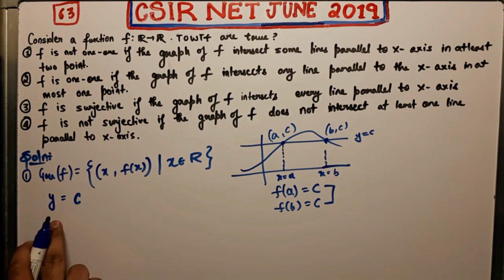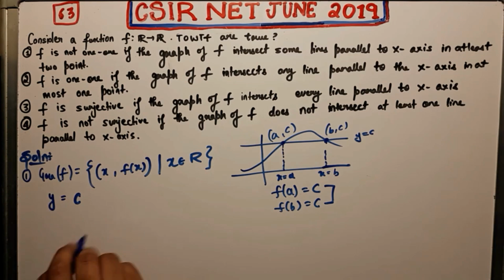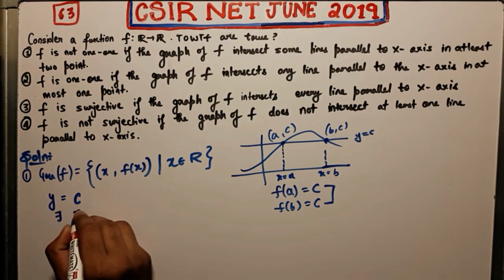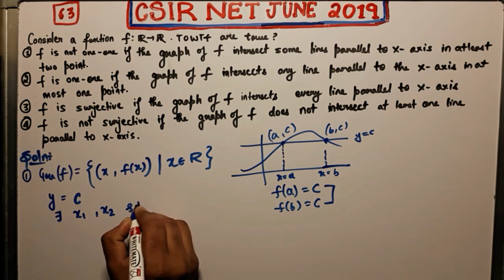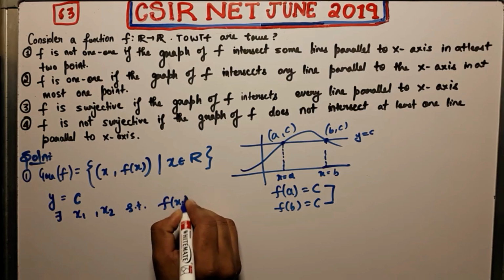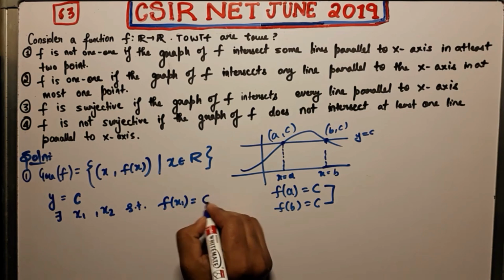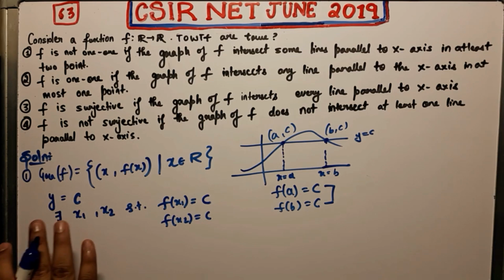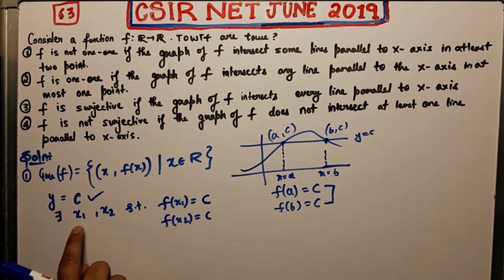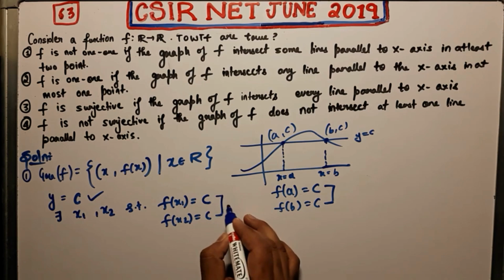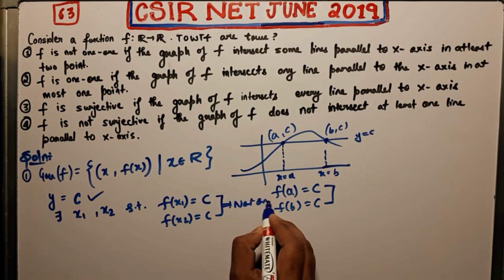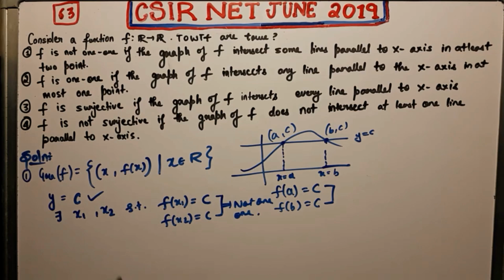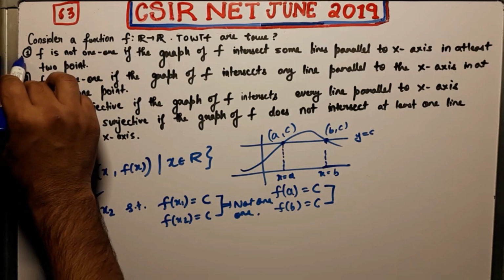Now it says that it intersects graph of f at 2 points. What is the meaning of that? That there exist x1 and x2 such that f of x1 is equal to c and f of x2 is equal to c. This is the meaning of intersection, right? This graph is intersected by this line at least 2 points. That means this thing is happening. So from here what you are concluding, that this is not 1-1. Okay, this is a very easy question, you can think it yourself. I am just doing it mathematically. So therefore your first option is actually correct.